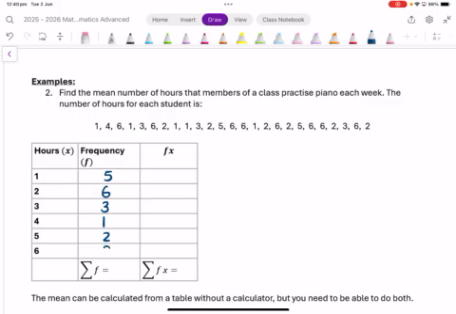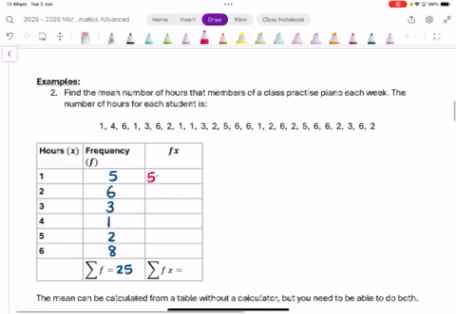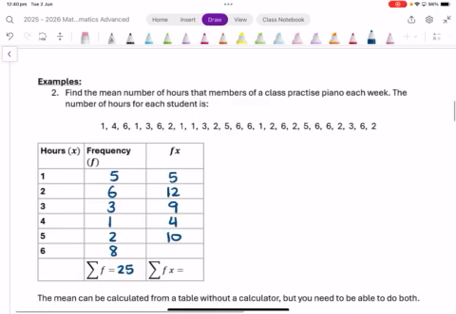There's 8 sixes. So the sum of that is 5 plus 6 plus 3 plus 1 plus 2 plus 8, which means we have 25 scores there. To find our FX column, we multiply our 2 other columns together. 5 times 1 is 5, 2 times 6 is 12, 3 times 3 is 9, 4 times 1 is 4, 5 times 2 is 10, and 6 times 8 is 48. We then add that column up to get 88.